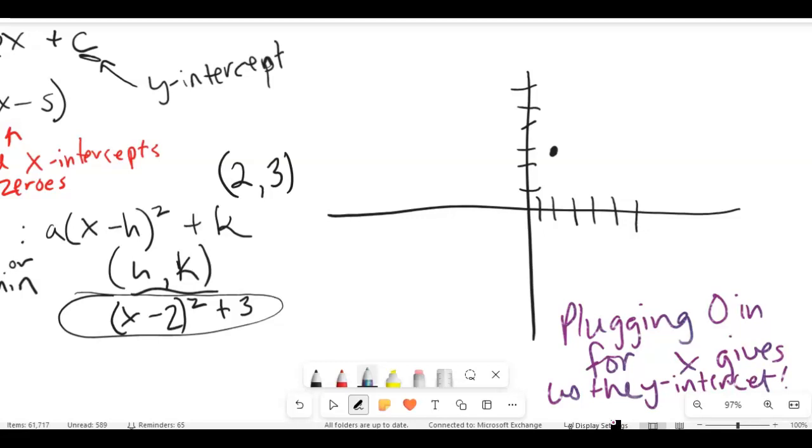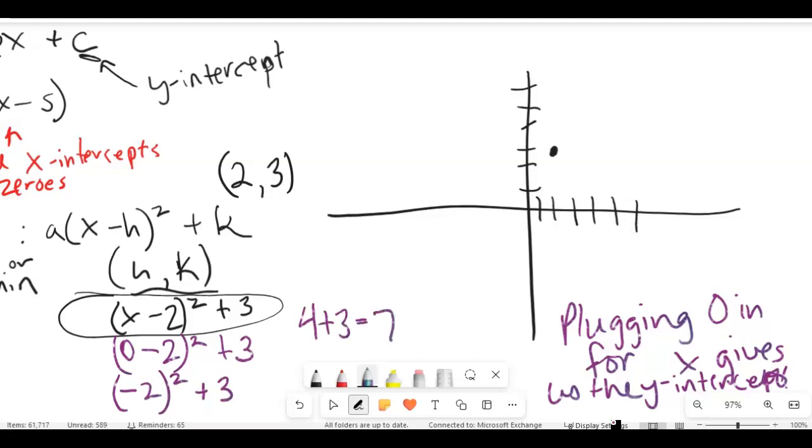Right? So in any form of the equation, we can find the y-intercept by plugging in 0. So if I plug in 0 here, I get 0 minus 2 squared plus 3. And so I get negative 2 squared plus 3. That's 4 plus 3 equals 7. So that means 1, 2, 3, 4, 5, 6, 7. That is where my y-intercept is.